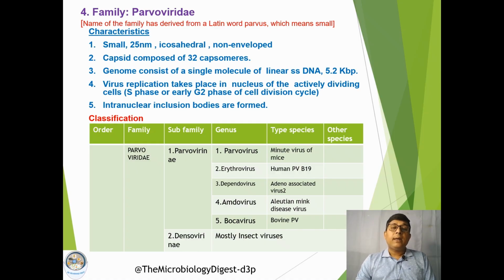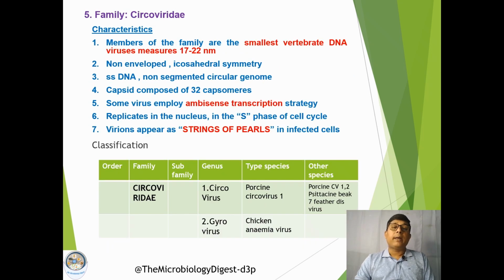So Parvoviridae has two subfamilies, Parvovirinae and Densovirinae. Densovirinae includes mostly the insect viruses, and Parvovirinae is classified into five different genera: Parvovirus, Erythrovirus, Dependovirus, Amdovirus, and Bocavirus. So these are the five genera of the Parvovirinae subfamily under the Parvoviridae family. Next family is the Circoviridae.